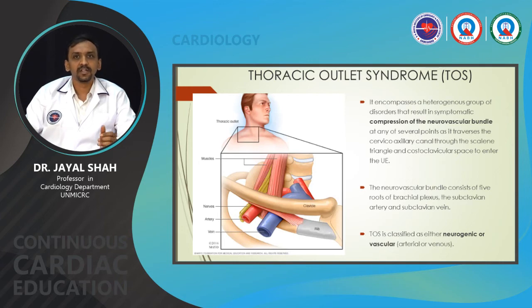It encompasses a heterogeneous group of disorders that results in symptomatic compression of the neurovascular bundle at any of its exit point as it traverses the cervicoaxillary canal through the interscalene triangle and costoclavicular space to enter the upper extremity. So the neurovascular bundle which we are talking about consists of 5 roots of brachial plexus, the subclavian artery and subclavian vein. So it can be either neurogenic or vascular, which can be either arterial or venous.